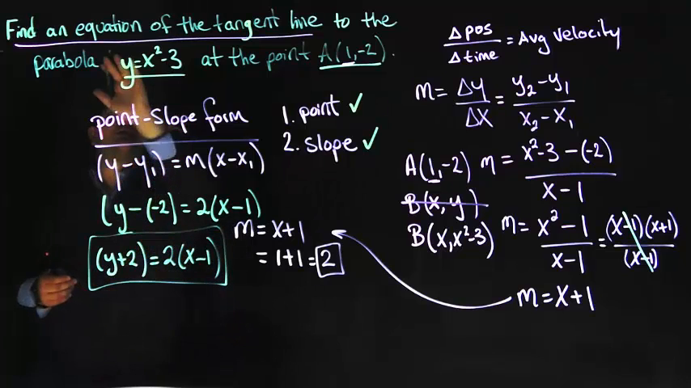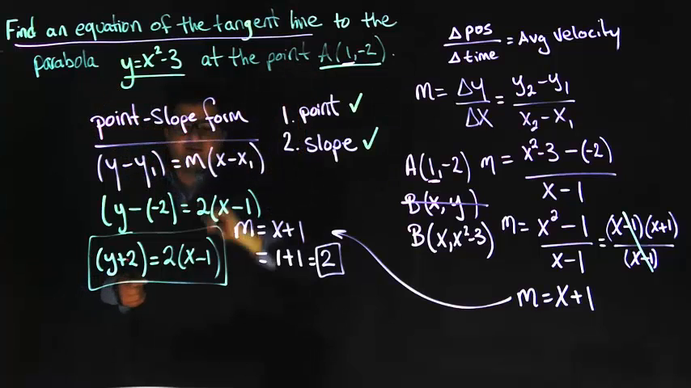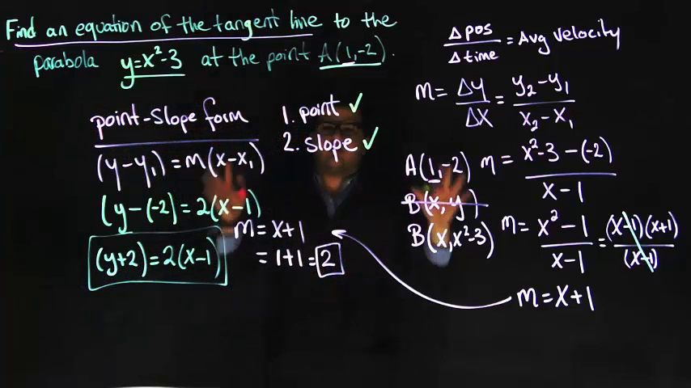This is the equation of the tangent line to the parabola at that specific point. And that's it for how to tackle this problem.